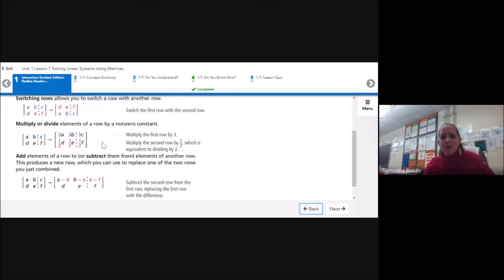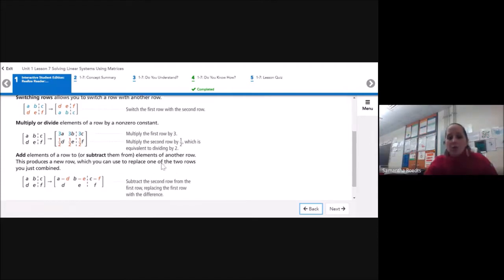You can multiply or divide elements of a row by a non-zero constant. So I can multiply by 3, I can multiply by 1/2 or divide by 2. I can add elements of a row to or subtract them from elements of another row. So if I have A, B, C in the first row and I want to subtract the second row, it's A minus D, B minus E, C minus F. The second row stays the same. So you can replace one of the 2 rows you just combined.